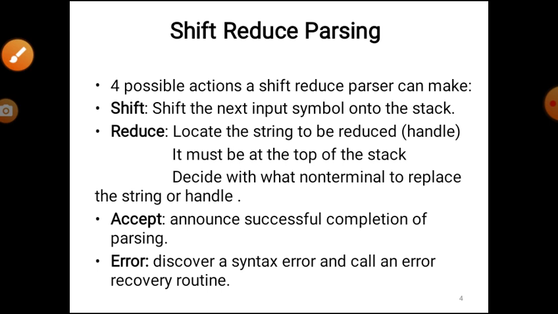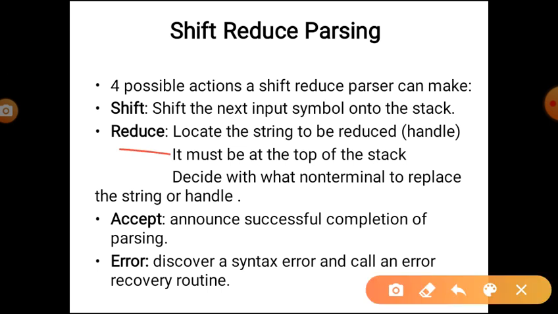So this shift reduce parser makes use of a parsing technique that performs mainly 4 actions. Shift action, during which the next input symbol is shifted onto the stack. It makes use of reduce action. What is done during this reduce action? Find the top of the stack that can be reduced. We call this as a handle. Identify the handle and replace with the exact non-terminal. So that is done during the reduce.